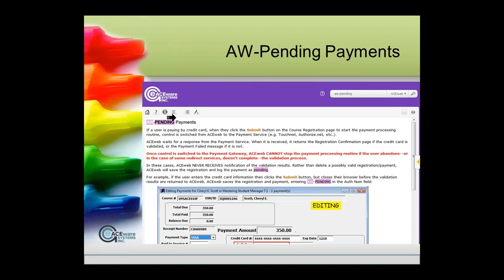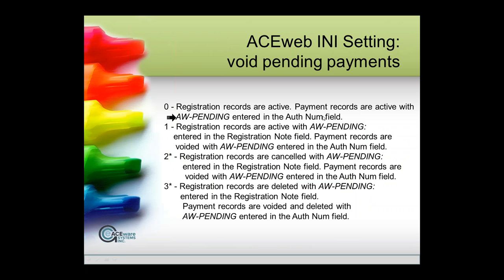Now, on the help guide, and this is a reference here, there is a pretty good review of the pending payment setups, and there's a place where you can show how you run reports to do that. Note, if you have ACEWeb and you see ACEWeb pending payments, you can decide how you want registrations handled when a student goes out to pay and they don't come back to ACEWeb properly to close it out.